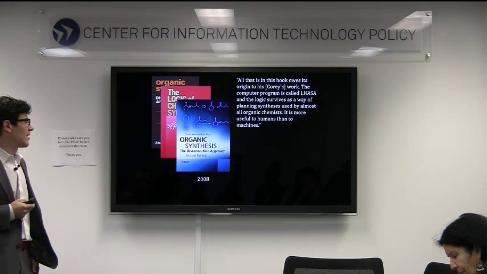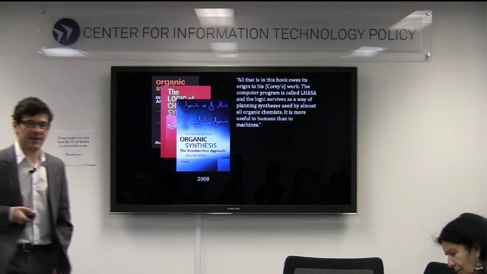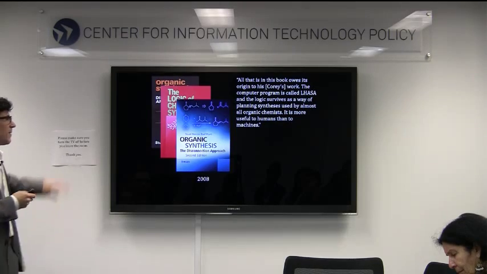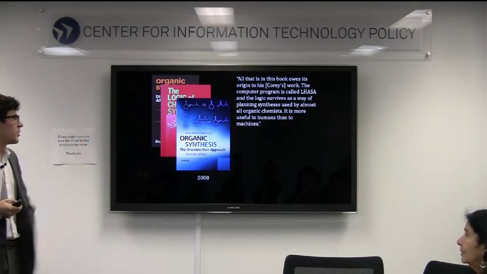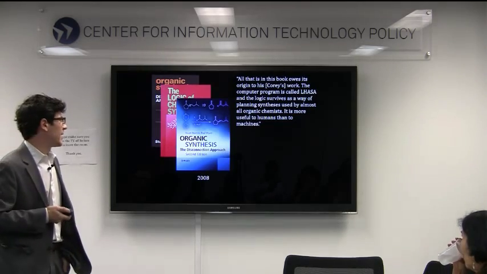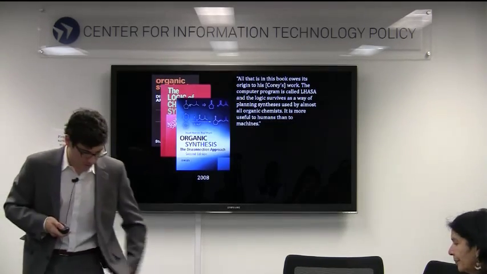He mentioned the Lhasa program, but again, as we saw at the outset, as something that had been the source of logic that survives not in a computer program, but in a way of planning syntheses used by almost all organic chemists.